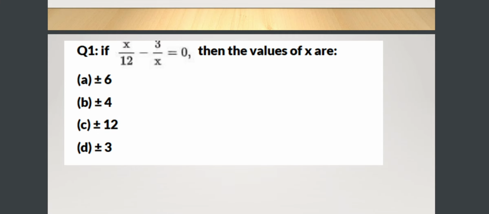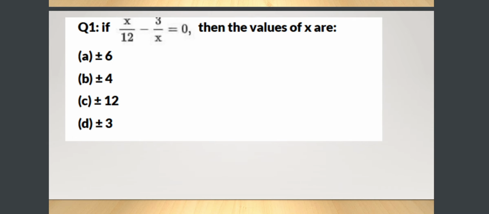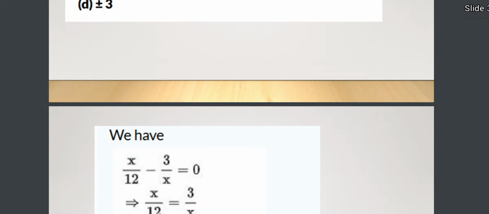Question number 1. If x by 12 minus 3 by x equals 0, then what is the value of x? So you have to find the value of x. It's a very easy question. First, pause this video and try this question by yourself. I hope all of you have done this question. So move to the solution of this question.